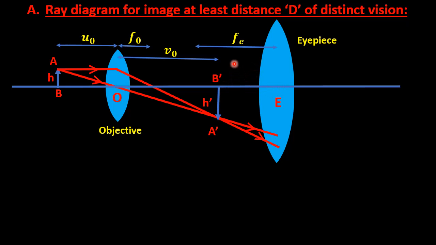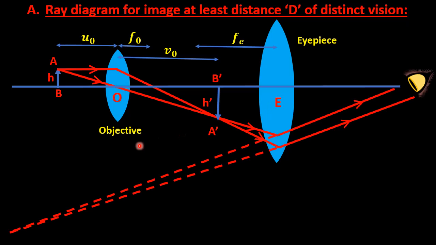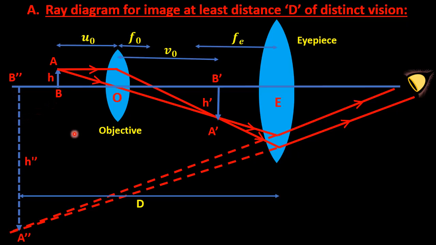That means this image, which is formed by the objective lens, lies within the focal length of the eyepiece. Then this image is again magnified by the eyepiece, and the final image is formed somewhere here when produced backward, which is highly magnified. So A'' B'' is the final image formed by the compound microscope, which is many times larger than the object. The image distance is denoted by capital D.